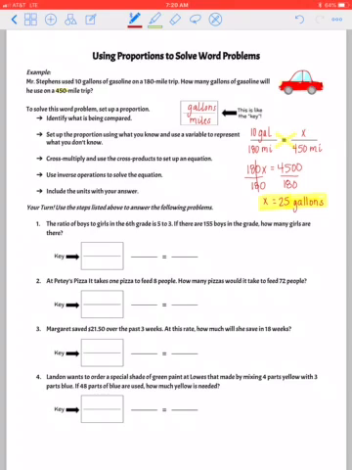Let's do number 1 together, and then you can do the rest by yourself. Number 1, the ratio of boys to girls in the 6th grade is 5 to 3. If there are 150 boys in the grade, how many girls are there? First, identify what we are comparing. We are comparing boys to girls. So when I put my units, I'm going to do boys in the numerator and girls in the denominator.